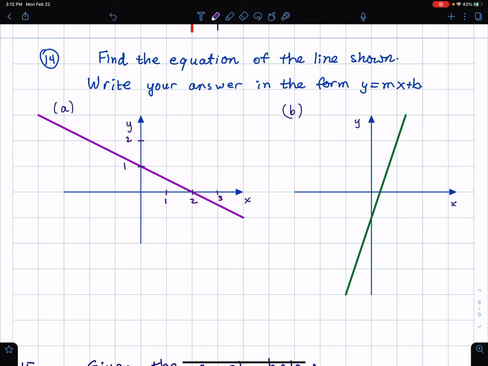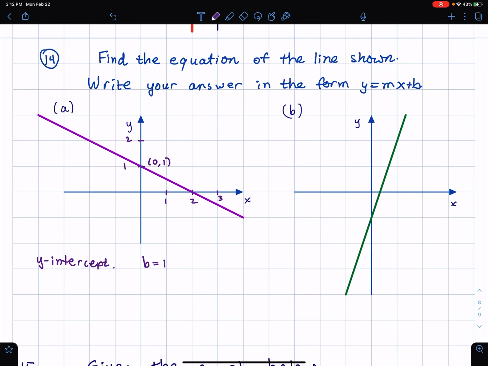Okay, so what do I see? I see a y-intercept, which is (0, 1). And that tells me that b is equal to 1. So I'm using y equals mx plus b, so I found b. That's a big part of this.